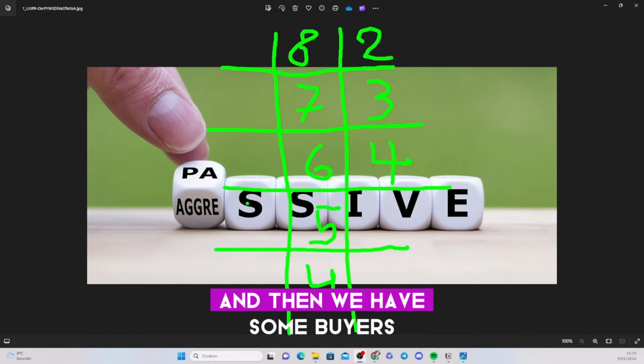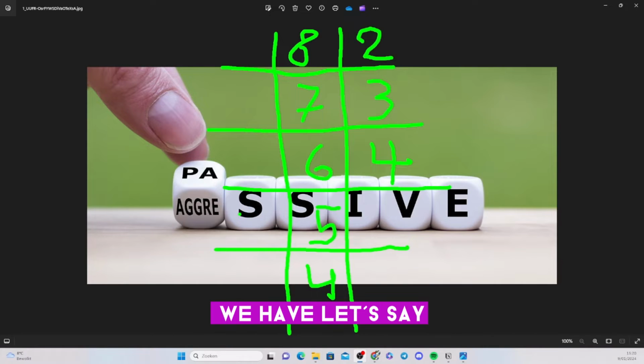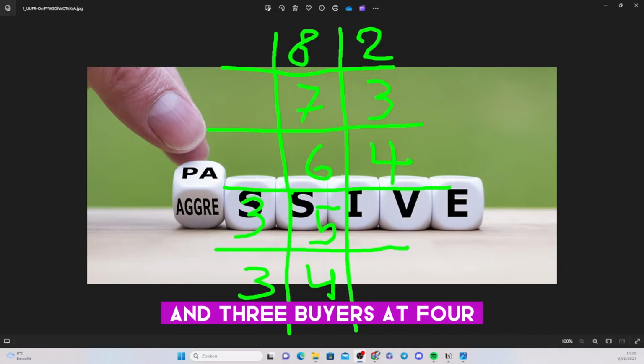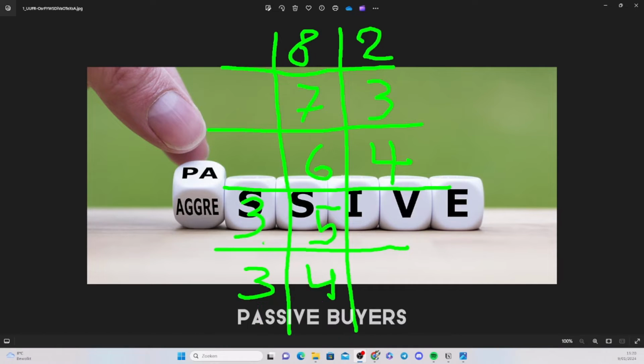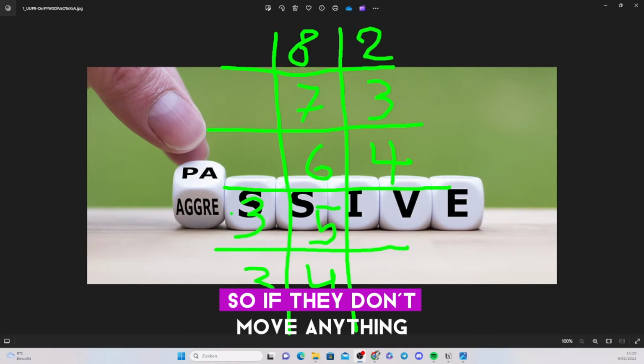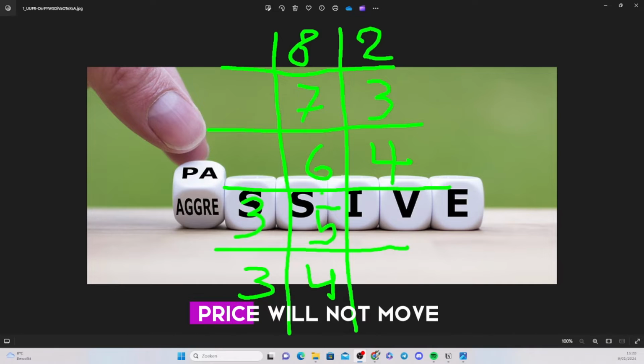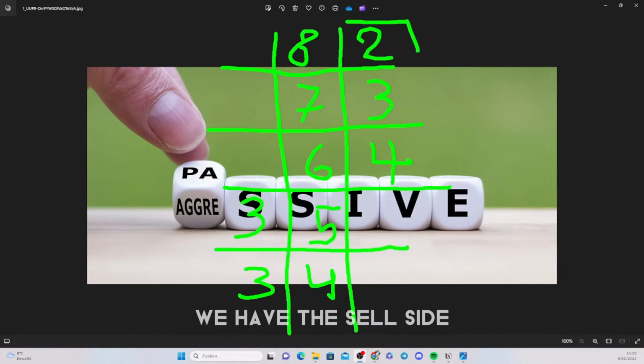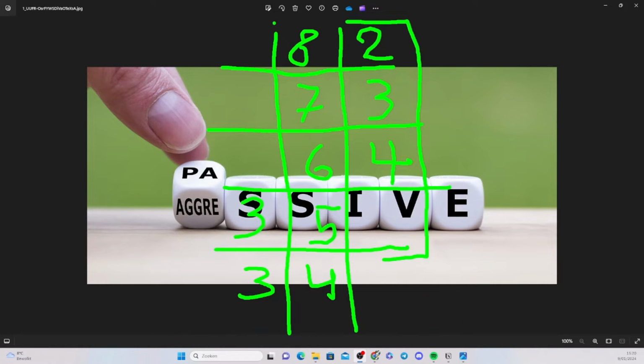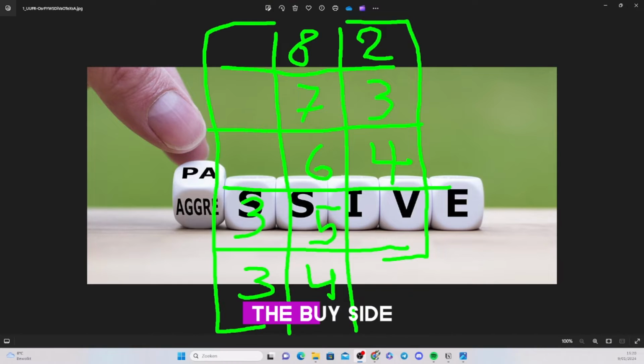And then we have some buyers. We have, let's say, 3 buyers at 5 and 3 buyers at 4. These are all passive buyers. So if they don't move anything, price will not move. So on this side we have the sell side. On this side we have the buy side.